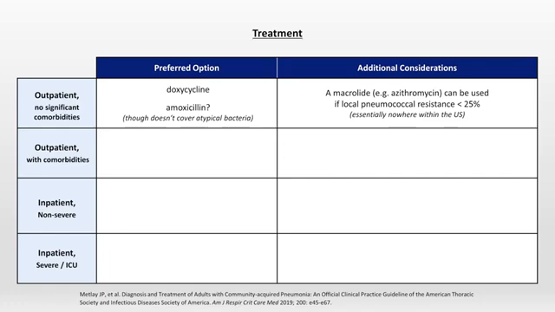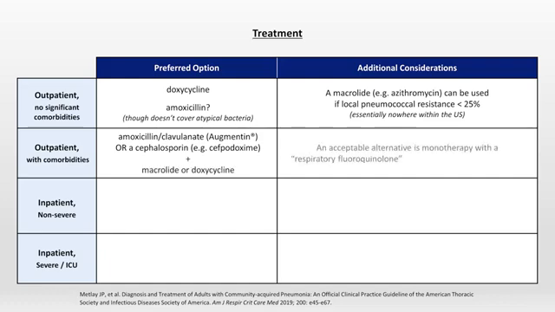These comorbidities include heart failure, chronic lung disease, cirrhosis, CKD, alcohol dependence, active malignancy, asplenia, and diabetes. Preferred treatment options here are the combination of either amoxicillin clavulanate, also known as Augmentin, or cephalosporin, such as cefpodoxime, with either a macrolide or doxycycline. An acceptable alternative to this is monotherapy with a so-called respiratory fluoroquinolone, which includes levofloxacin and moxifloxacin, but not ciprofloxacin.